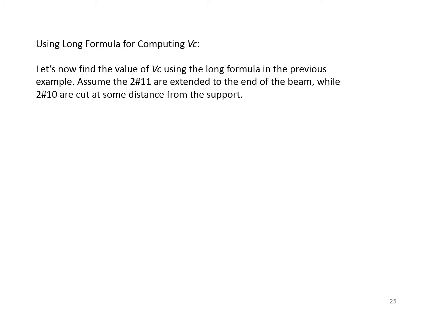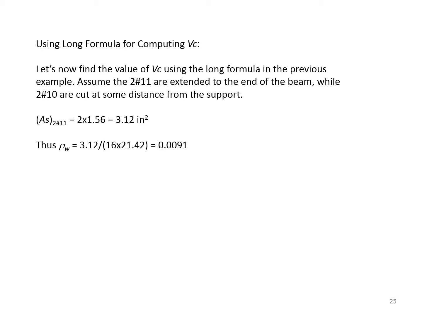Using long formula for computing V sub c. As an extra step, let's now find the value of V sub c using the long formula. We assume the two number 11 are extended to the end of the beam, while two number 10 are cut at some distance from the support, because this design apparently was done for the midspan, and we don't need all the 4 bars towards the end of the beam.